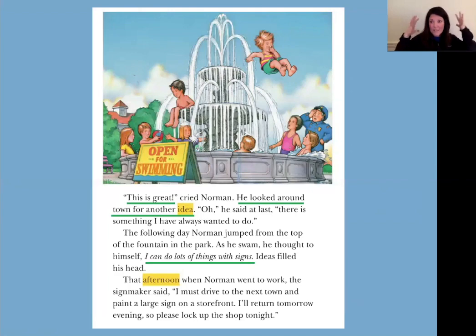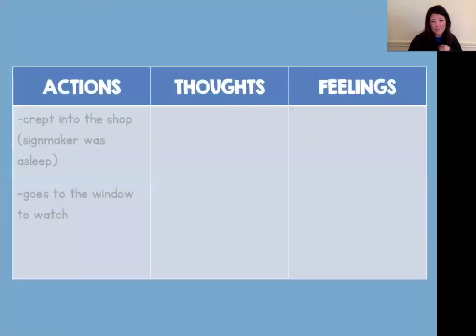Yeah, he's getting lots of ideas. He's looking around the town and thinking of different signs he can make. It almost seems like Norman is just thinking about himself, doesn't it? Not about the townspeople. That seems a little selfish. All right, let's go and add these things to our note taker.